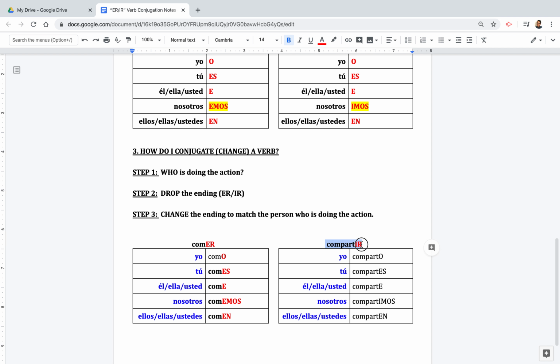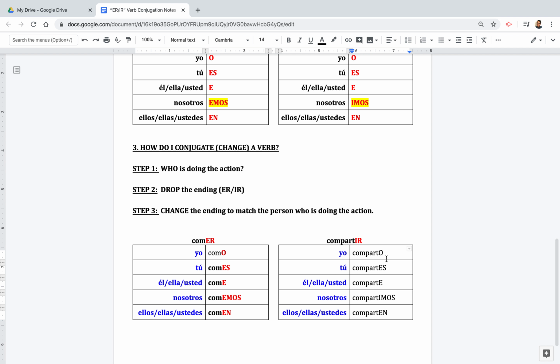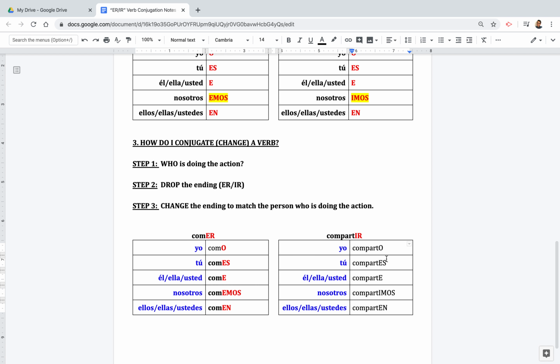Same thing with compartir. We can't say yo compartir because that means I to share. It doesn't make sense in English and it doesn't make sense in Spanish. So we have to change the action word to match the person who is doing the action. So when I change it to yo comparto, now it says I share. So that makes sense in both English and Spanish.